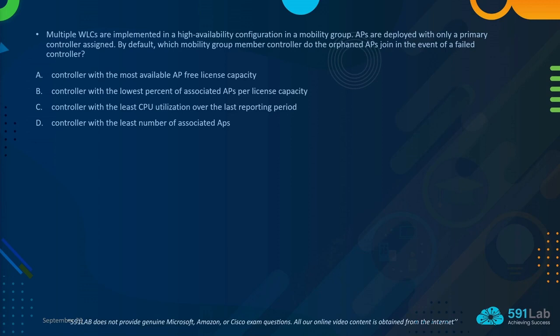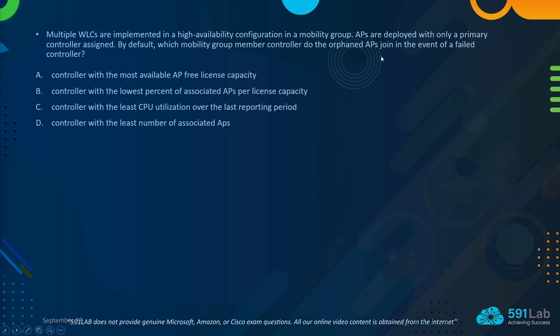Next question: multiple WLCs are implemented in high availability. So multiple access points. Okay, multiple controllers. That means it could be N+1 or more than one controller. In a high availability configuration in a mobility group, APs are deployed with only a primary controller assigned. By default, which mobility group member controller do the orphaned APs join in the event of a failed controller?